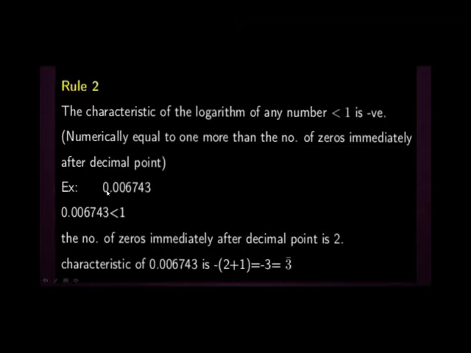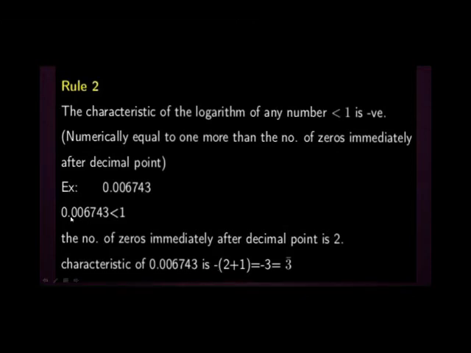Consider the example 0.006742. Obviously this number is less than 1. How many zeros are here? There are 2 zeros, so the number of zeros immediately after the decimal point is 2. The characteristic of this number is negative, because as we mentioned, the number is less than 1, so its characteristic must be negative.